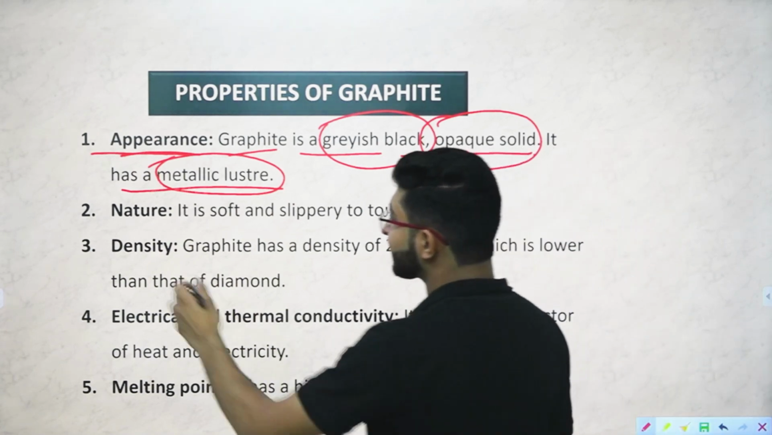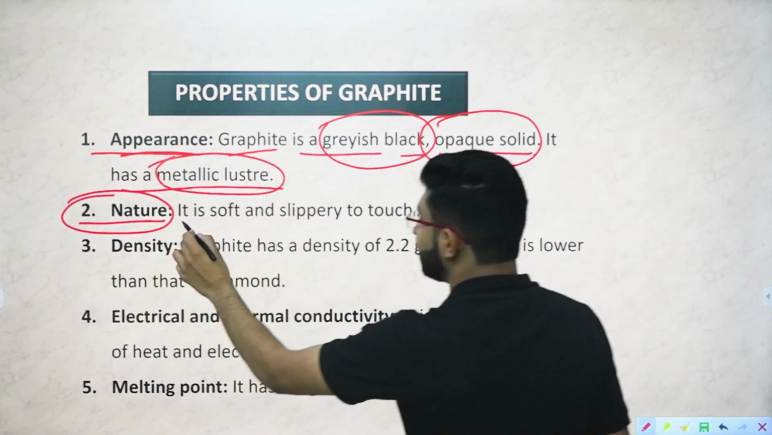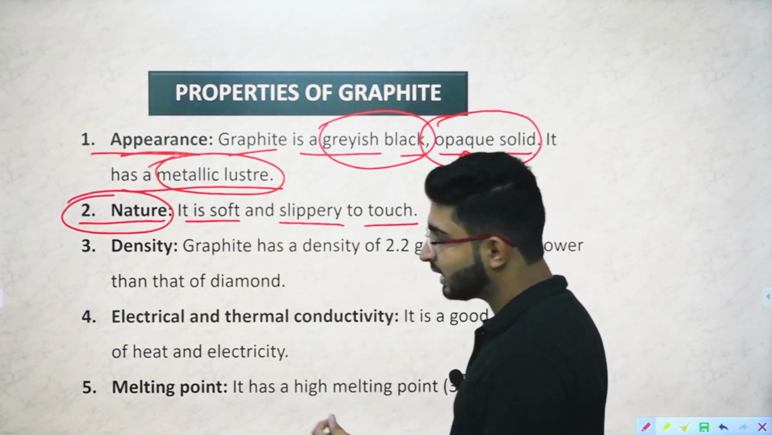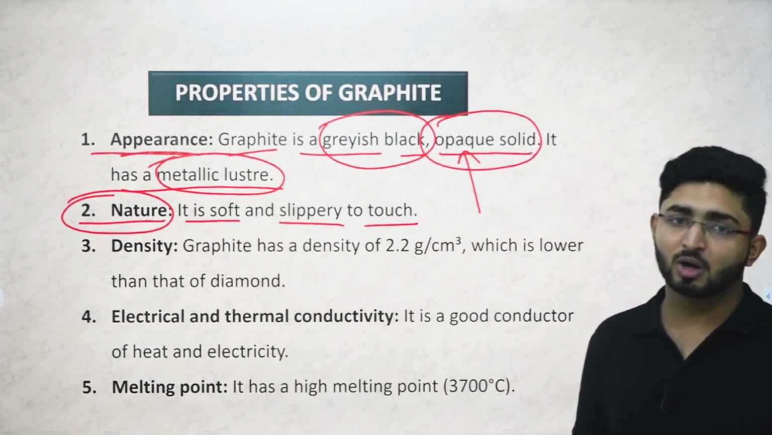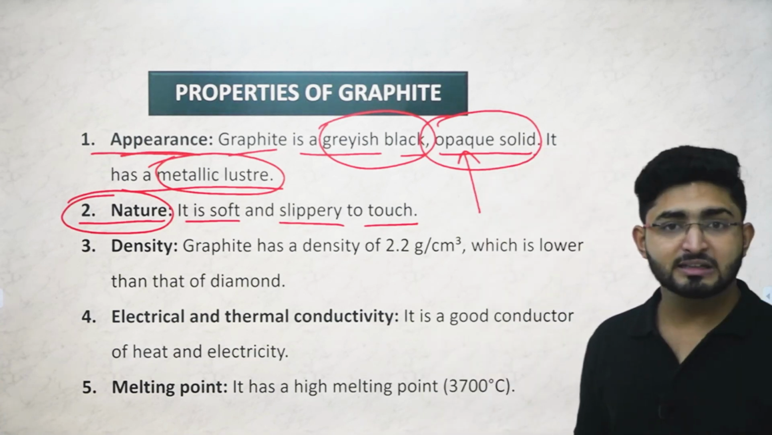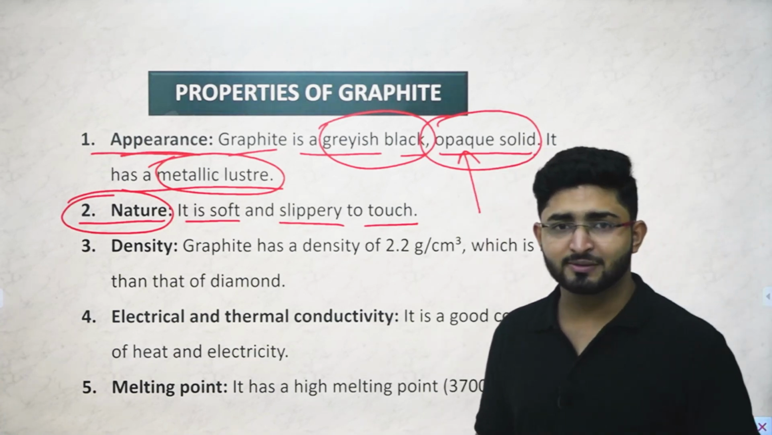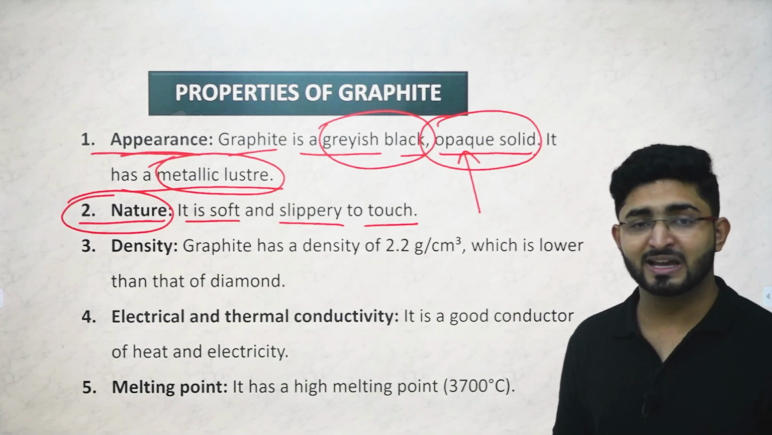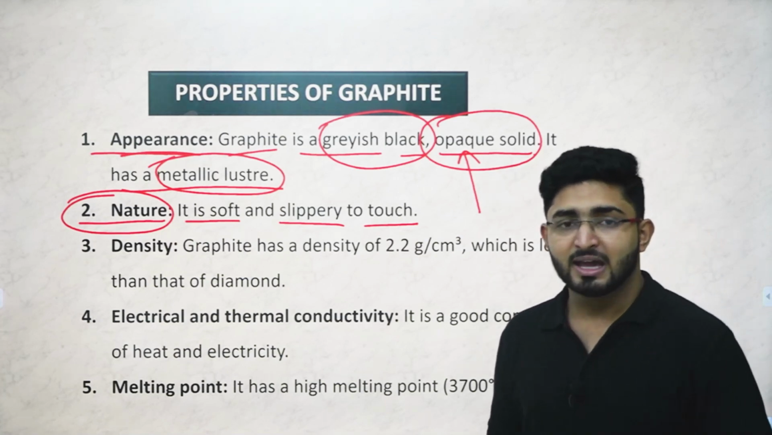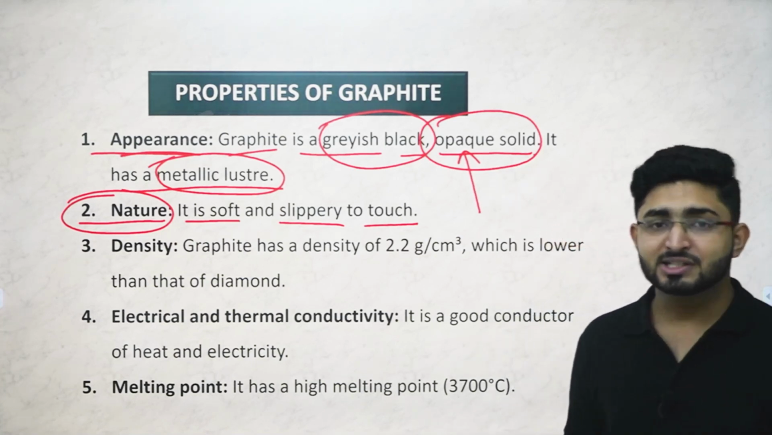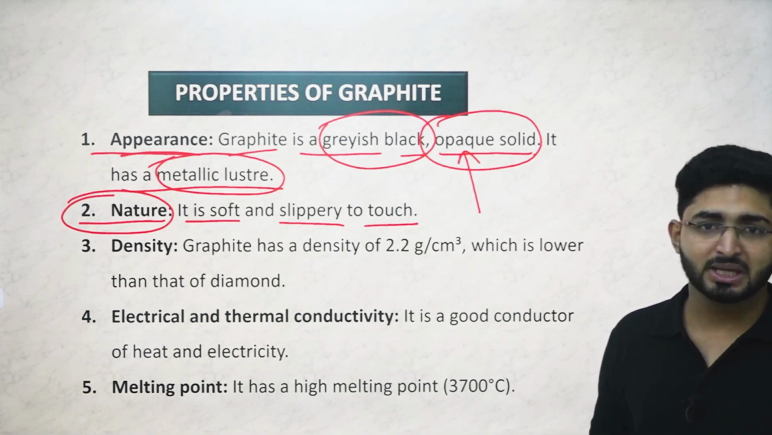Okay, next one is the nature of graphite. It is soft and slippery to touch. Whenever we are touching graphite, we will feel it's soft and slippery. But why? What is the reason behind its slippery nature? We have studied that it is because of its layered structure of hexagonal rings of carbon atoms. The layers slide over each other, and that's why it becomes slippery in nature.